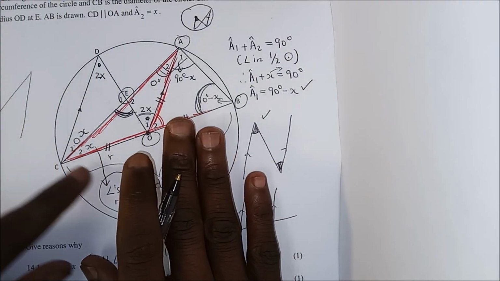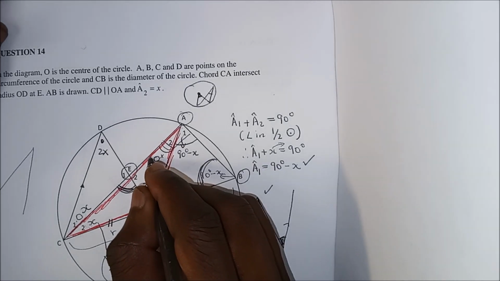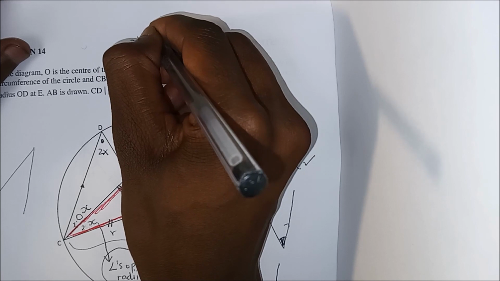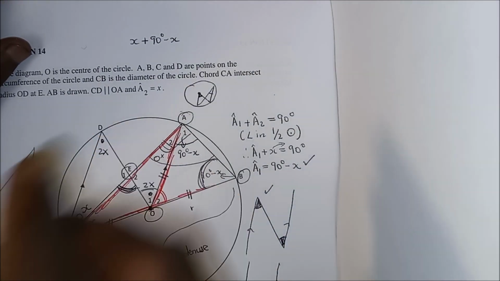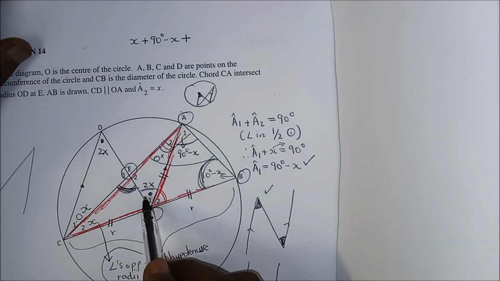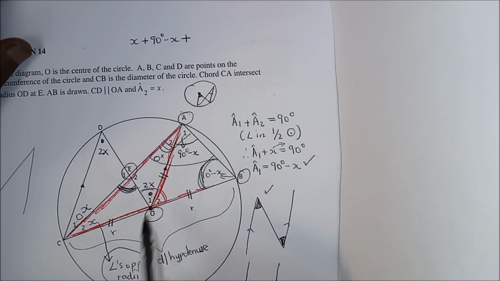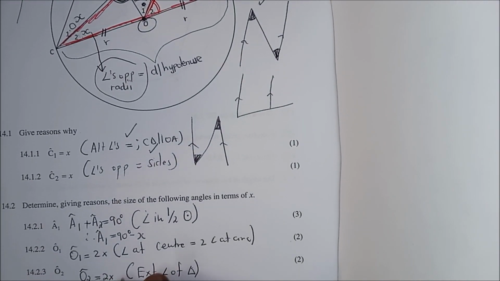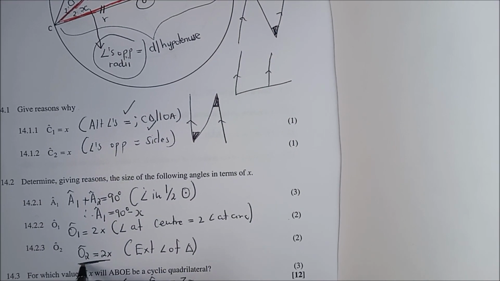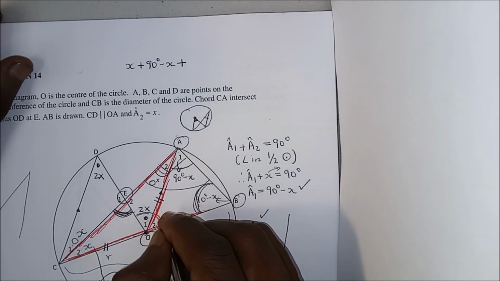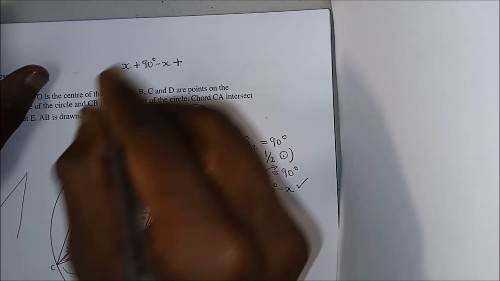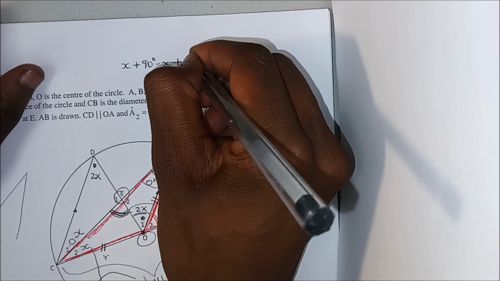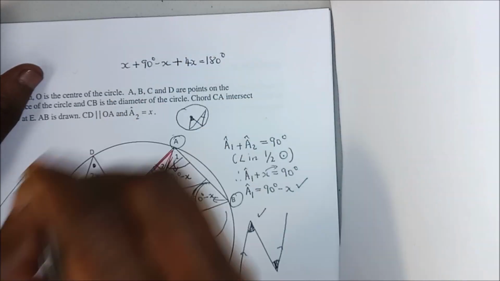Or what you can do is, you can take the opposite angles, which is that angle. So that will be x plus 90 degrees minus x, which is this whole angle. And then we'll say plus which angle? This one. We know the value of O2, we know that it's 2x. So the value here is 2x. Now the opposite one here will be 4x. So that means plus 4x must be 180 degrees.